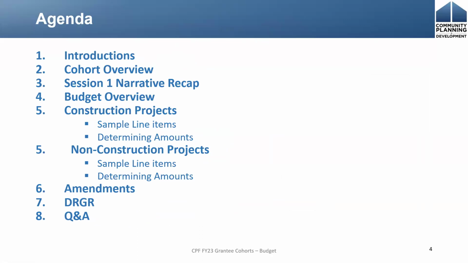All right, so here's our agenda for the day. We're going to do introductions. We're going to do the overview of the cohort. We're going to do a quick recap of the narrative in case those of you were not here. And then we're going to do the budget overview. We're going to look at sample line items and determining amounts for the construction type projects. We're going to do the same for non-construction projects. And we're going to talk about amendments. Jennifer is going to talk to us about DRGR. And then we'll have a dedicated question and answer time at the end, where any questions we don't get to along the way, we will answer.